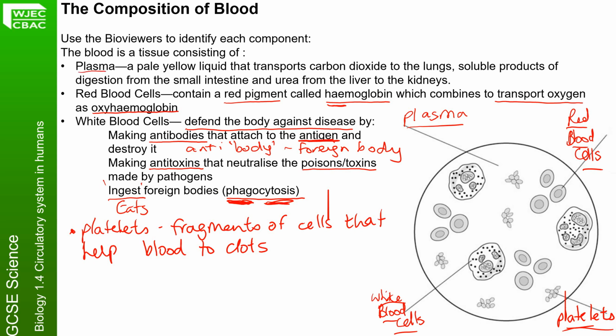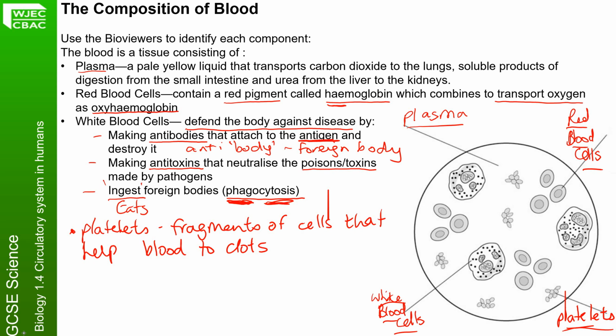Make sure that you know the functions of the 4 components. The plasma is the transport medium to carry substances like carbon dioxide, hormones, and I forgot to mention a big one, the heat. The plasma actually carries the heat energy around the body, so it keeps you warm. Red blood cells, their job is to transport oxygen. White blood cells, the general function is to defend the body, and we can split that up into the 3 different ways that they do it, the 3 bullet points you can see on page 19.